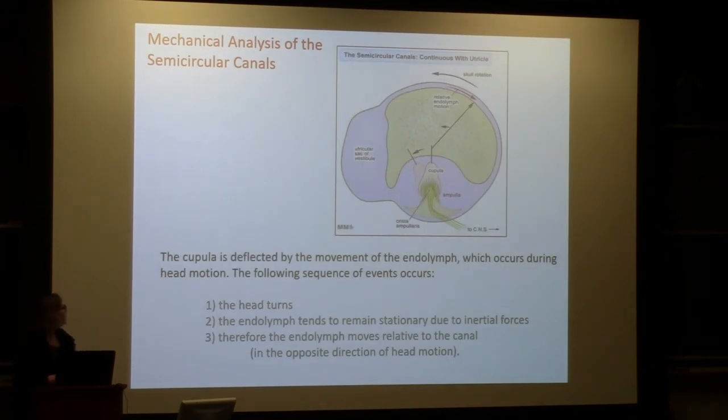Okay. So just to say it again, the cupula is deflected by the movement of the endolymph, which occurs during head movements. When the head turns, the endolymph tends to remain stationary due to these forces, and then the endolymph moves relative to the canal in the opposite direction to the way that the head moved.